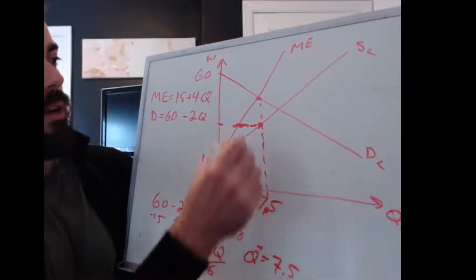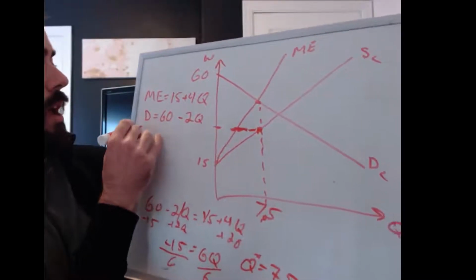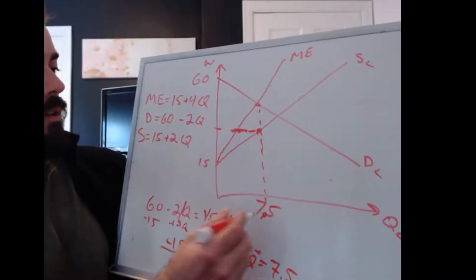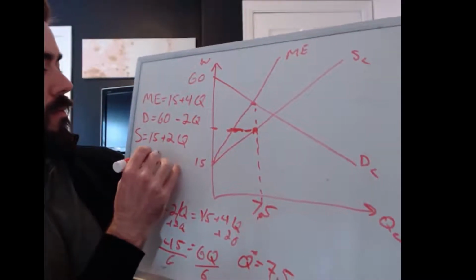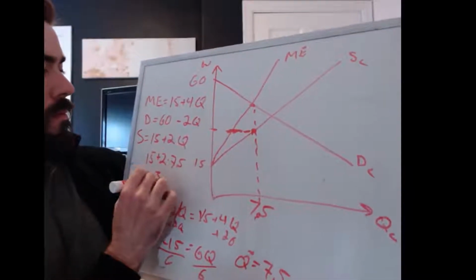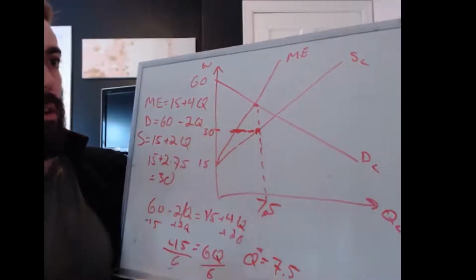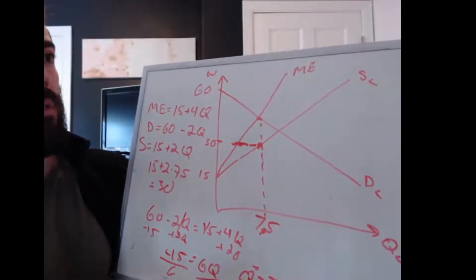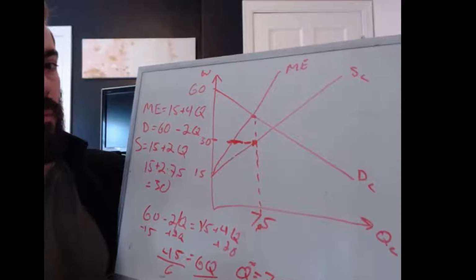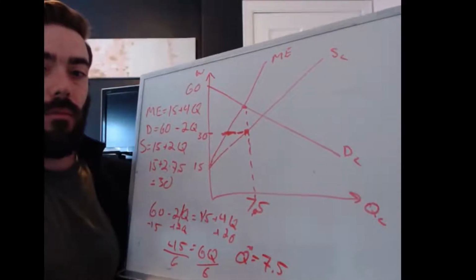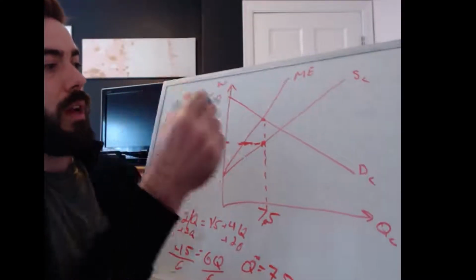So I'll take that quantity and plug it into my supply curve. My supply curve was 15 plus 2q. So when I plug that 7.5 in, I get 30. So I've solved for the wage the monopsony would pay. I then need to find, okay, what is the wage that the monopoly, the union, would want?